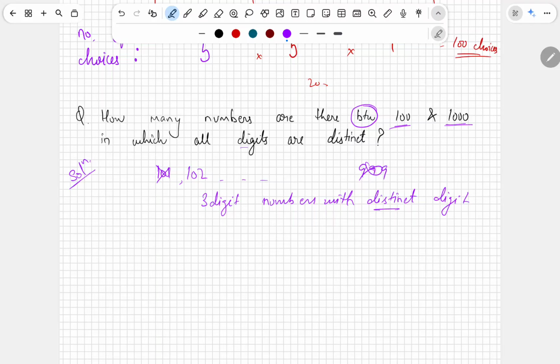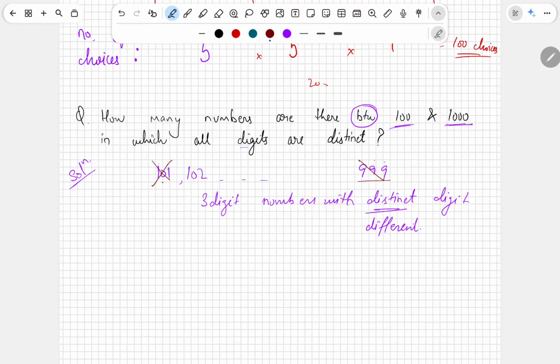Distinct means different. So the question asked us how many numbers are there between 100 and 1000 in which all digits are distinct. So we decided to write them down, 101 to 999. Then on writing them down, I realized that 101 has a repeated digit, so this will not be counted.